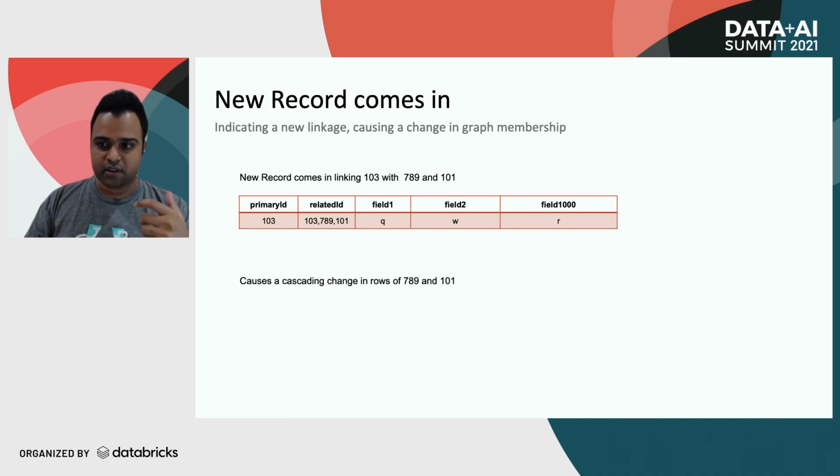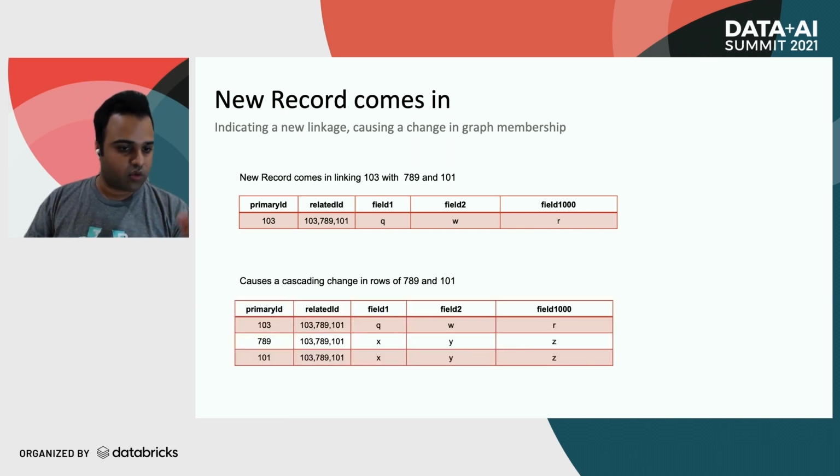So what this does is this causes a cascading change in the rows of 789 and 1101. So all the previous rows generated by 789, 101, or 103 have to be updated with this related ID field, not probably immediately, but at least when we read the data in for processing, we need to understand that this is a change that is happening.